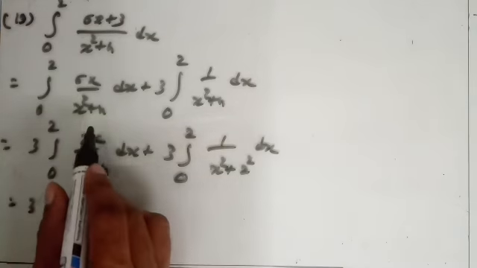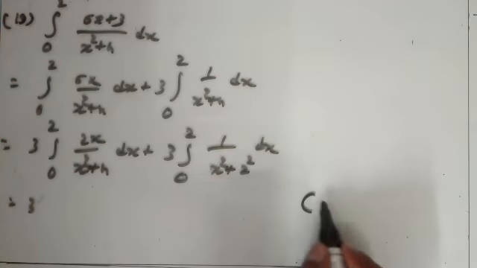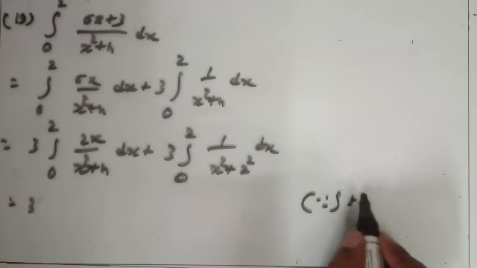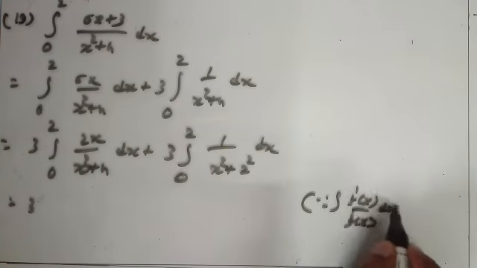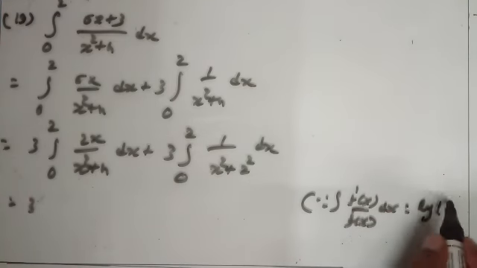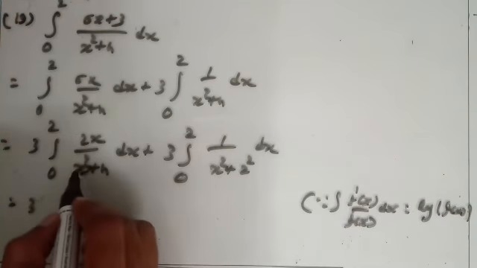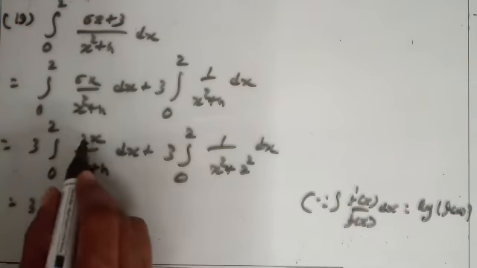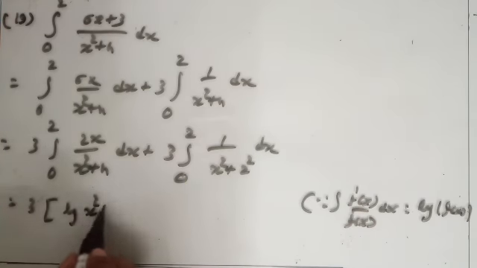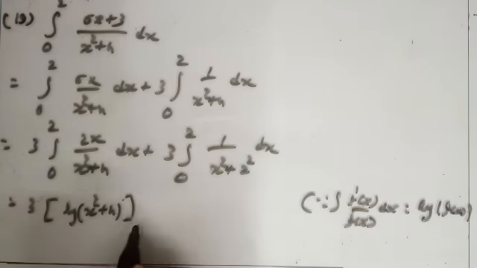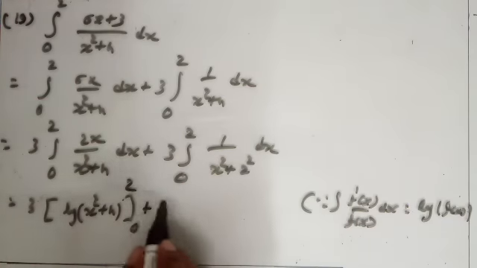We know that integration of f dash x upon f x is equal to log mod f x. So derivative of x square plus 4 is 2x, so integration of this is equal to log mod x square plus 4. Here x square is positive and 4 is positive, so remove this magnitude and apply 0 to 2 limits.